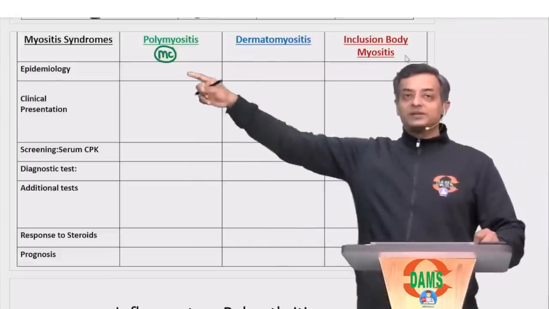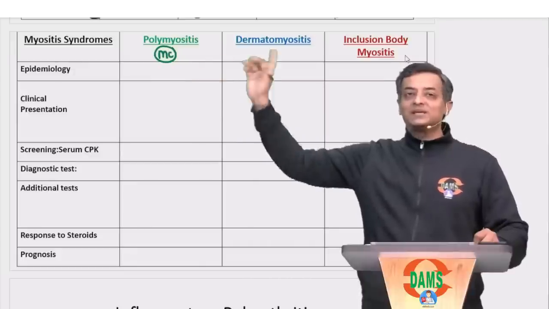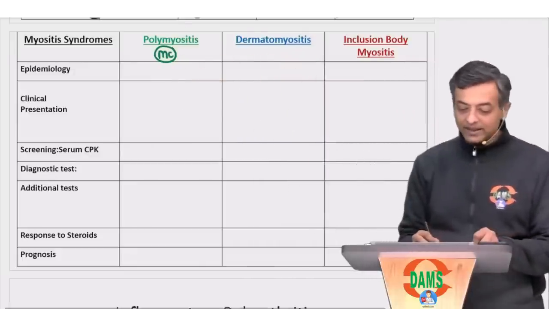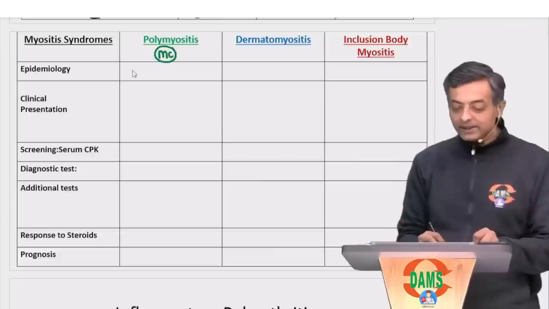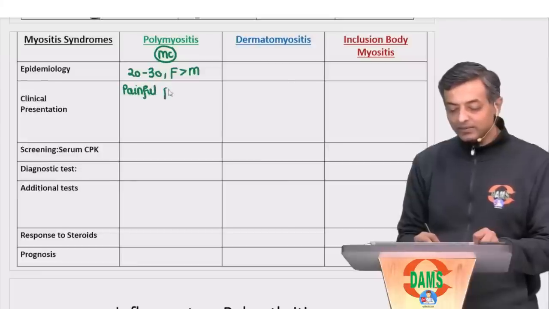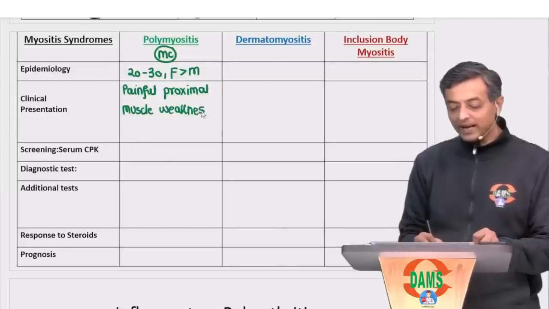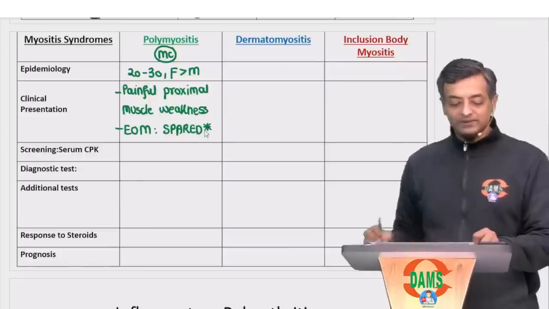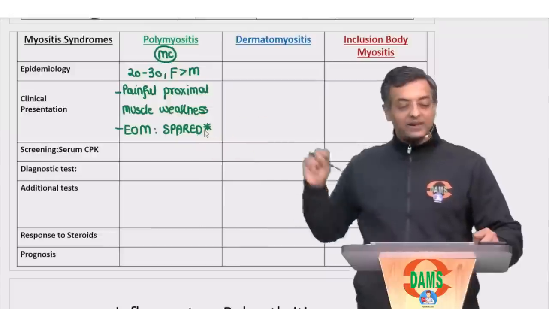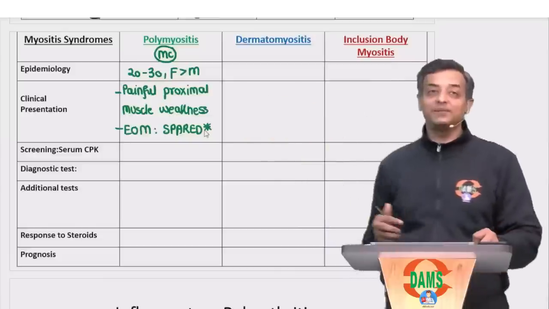So look at the point here. In myositis, the common symptom is painful muscle weakness. But when to call it polymyositis? When the age is 20 to 30, female dominant disease, along with painful proximal muscle weakness, with sparing of extraocular muscles. Very important. Always it will be written in MCQ. With no ocular symptoms.